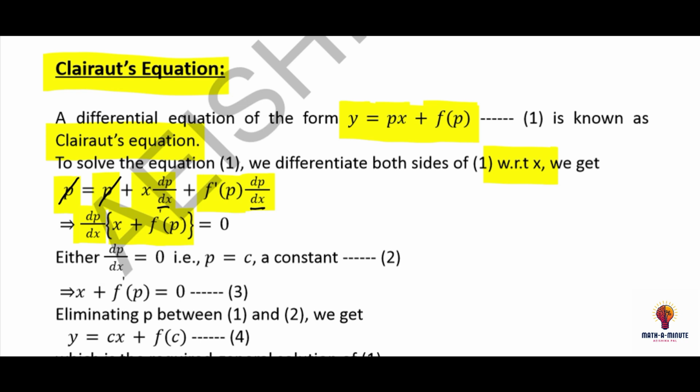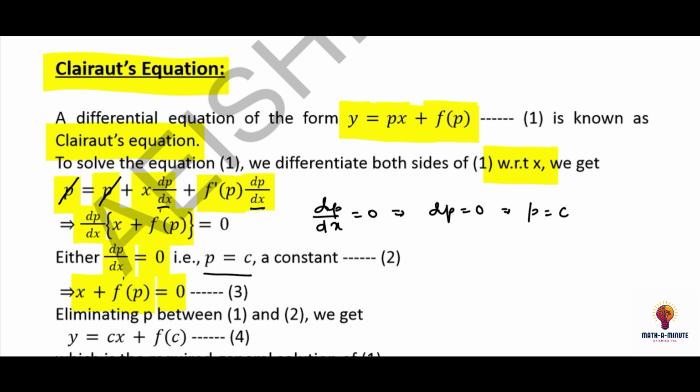Okay. So now from this equation we can say that either dp/dx equals 0 or x plus f'(p) equals 0. Okay. So now from dp/dx equals 0, we can write dp equals 0, and if we integrate both sides, it gives us p equals c. Okay, so from this equation we get p equals c.